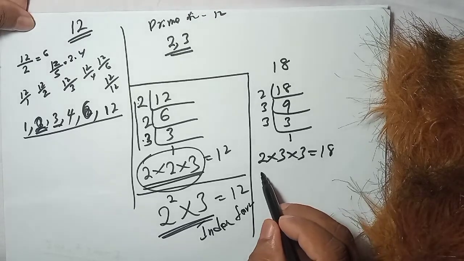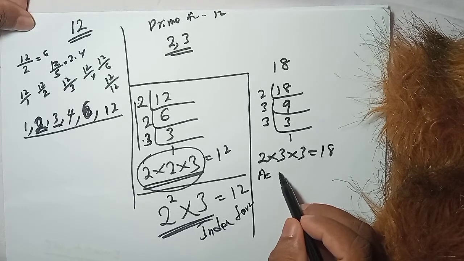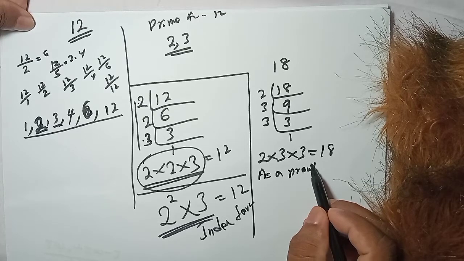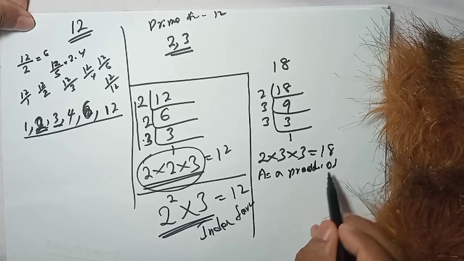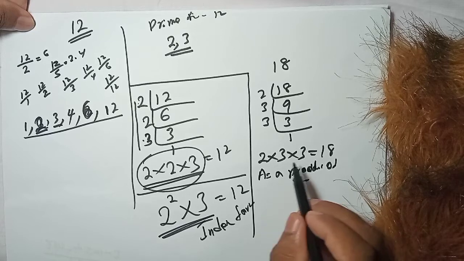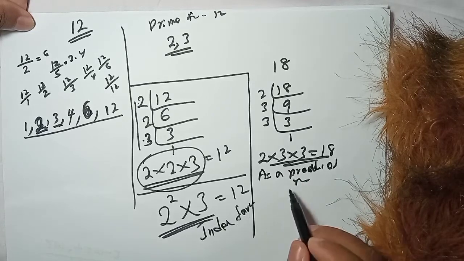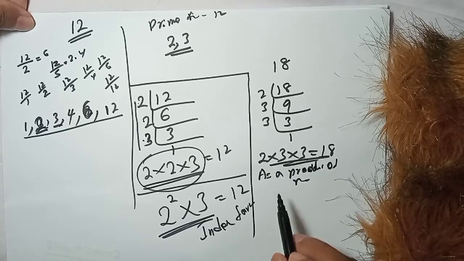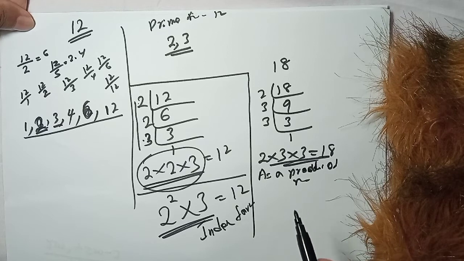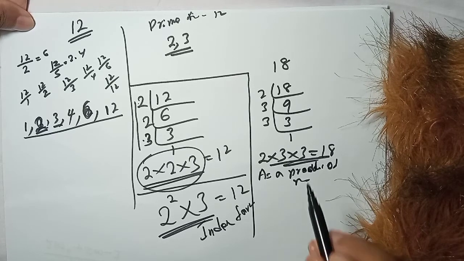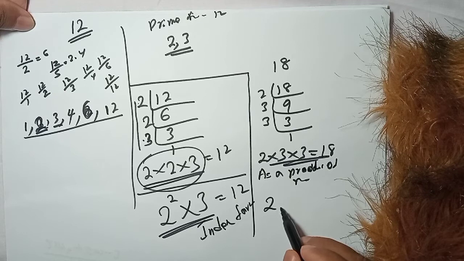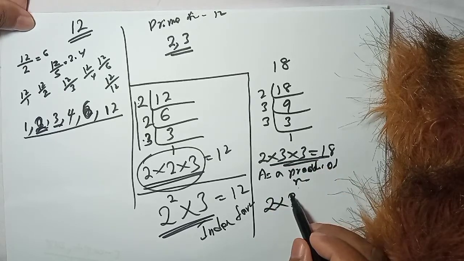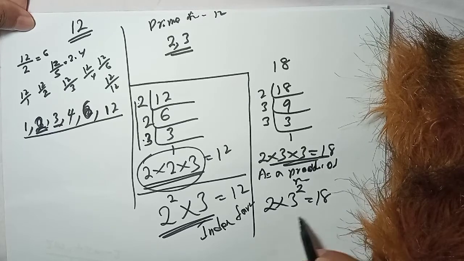This is 18 as a product of prime factors. And at the same time, if they ask for 18 as a product of its prime factors in index form, your answer should be like this: 2 into 3 to the power 2. Now this is the answer.